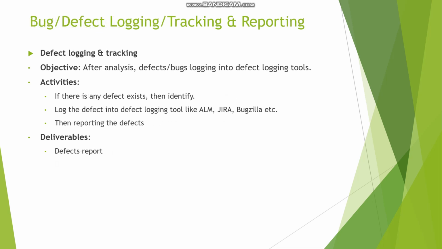Now, bug or defect logging, tracking, and reporting. Objective is, after analysis, defects and bugs are logged into defect logging tools. Defect logging tools in the sense like there is ALM, Bugzilla, Jira. There are a lot of defect logging tools. You can log into the tools which you are provided with in your company or project. Now activities. If there is any defect, then identify it. Log the defect into defect logging tools like ALM, Jira, Bugzilla. Then report the defects. Deliverables are defects report.